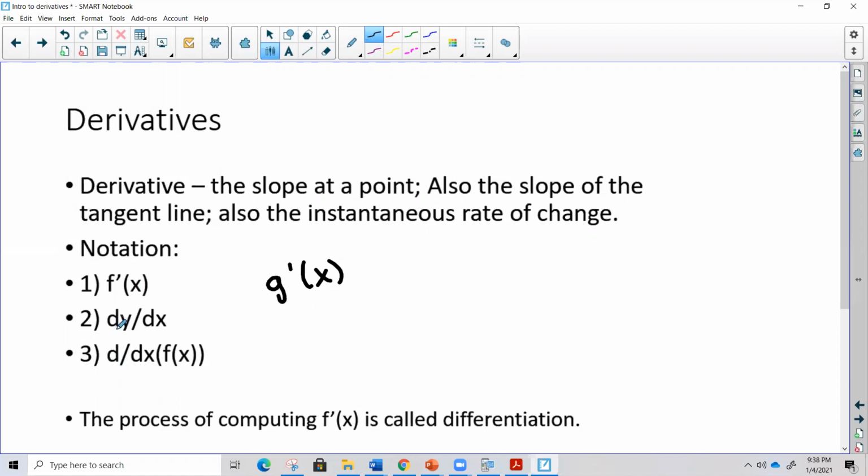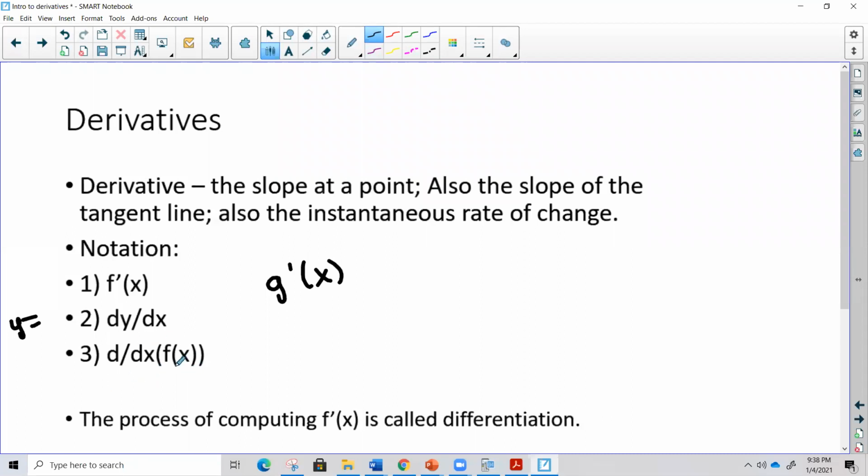The other one is dy dx. So if my original equation was y equals, then we can write the derivative as dy dx. And this means d stands for the change in. So it'd be the change in y over the change in x.